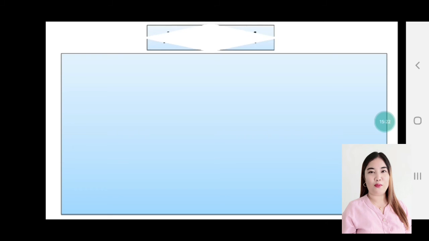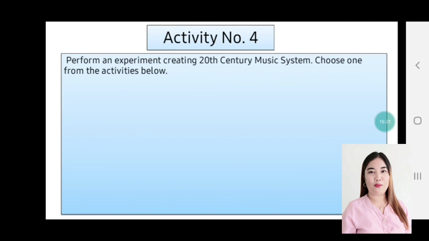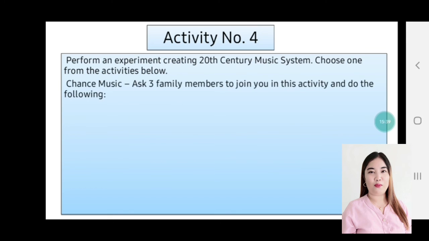Okay, next we have activity number 4. In activity number 4, you're going to perform an experiment creating 20th century music system. Choose one from the activities below. So, what you're going to compose in activity number 4 is your original composition of chance music, wherein you are going to ask 3 family members to join you in this activity and do the following.